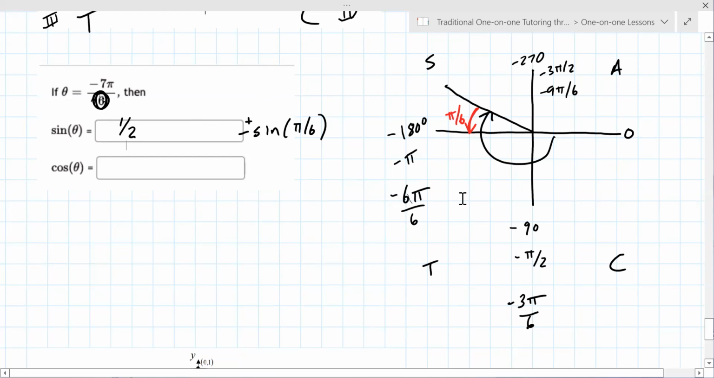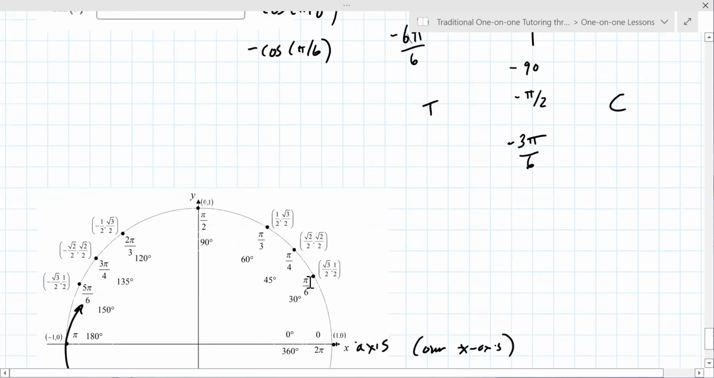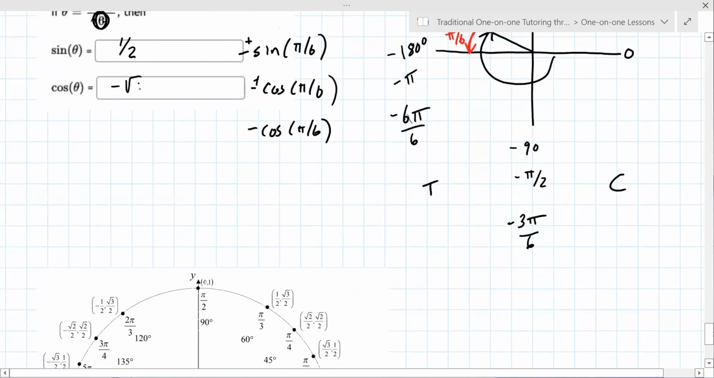But let's keep going here. So cosine pi over 6, plus or minus? In the second quadrant, cosine is negative. So it's really negative cosine pi over 6. Pi over 6 in the first quadrant is this first coordinate pair. Cosine is the x value. So it's minus square root of 3 over 2.